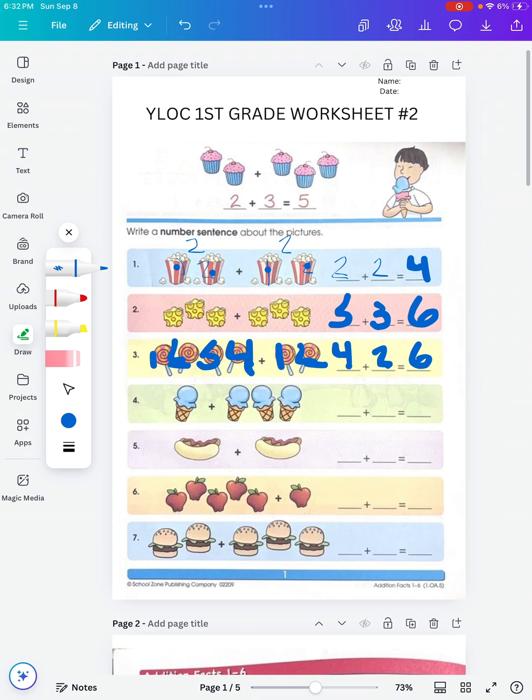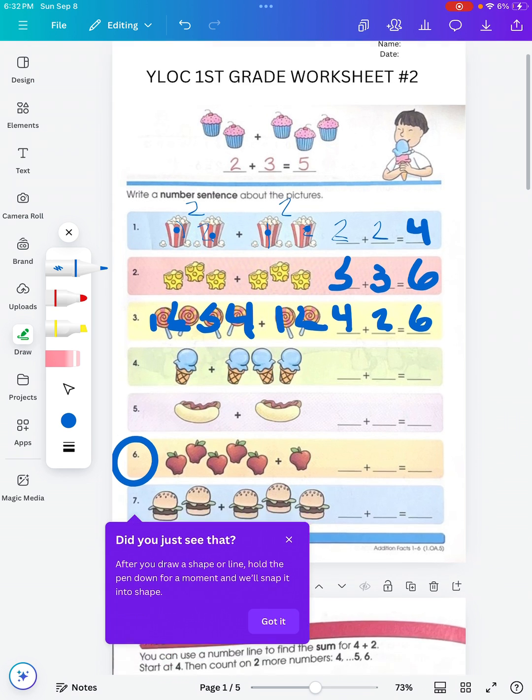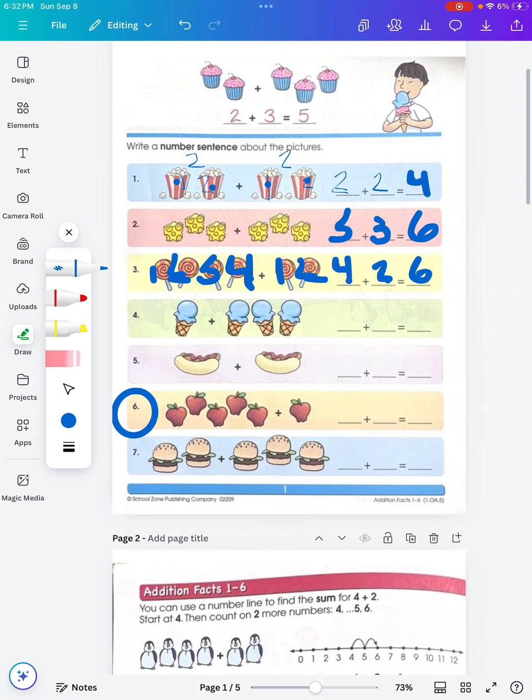Okay, for the last, we're going to be answering question number 6 for this page, and then we'll move on. For this one, there's apples. So we'll count the number of apples. There's 1, 2, 3, 4, 5. So 5, and there's just one singular apple. So we'll write 5 plus 1, and 5 plus 1 equals 6.